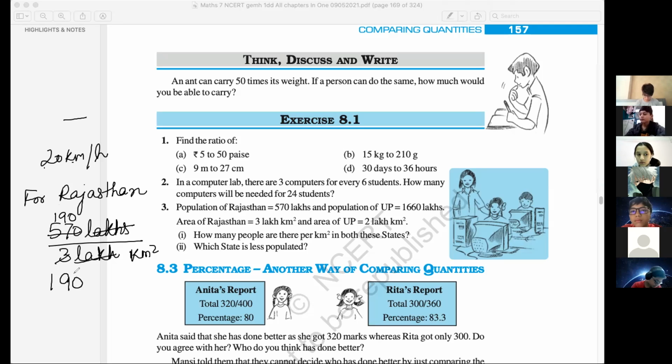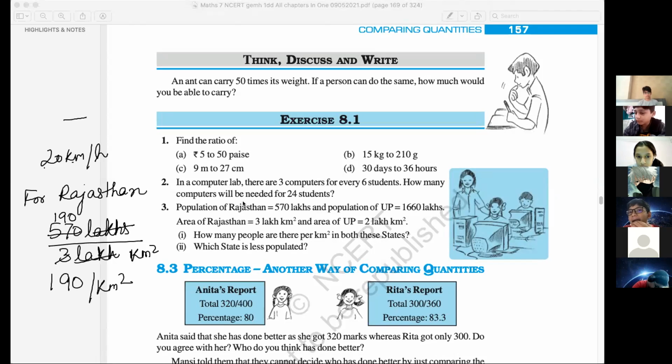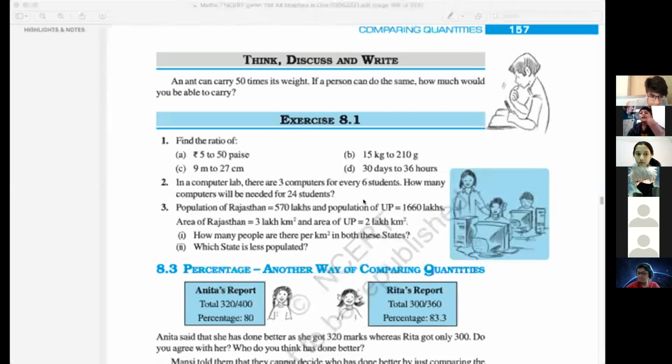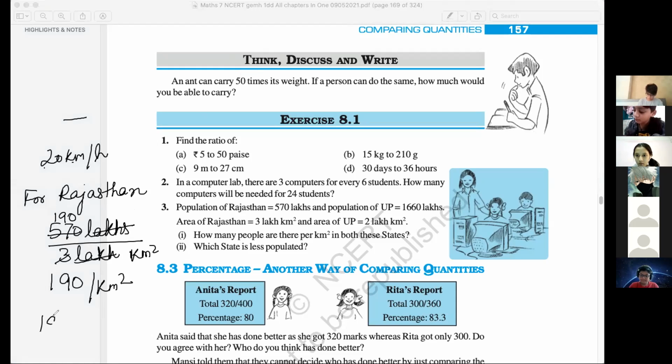Okay, so the answer is 190 per kilometer square. Ma'am, can I write down the stat? So that is 190 people per kilometer square. For Rajasthan it is 190 people. You can write like this: 190 what? 190 number of people, so 190 people per kilometer square.